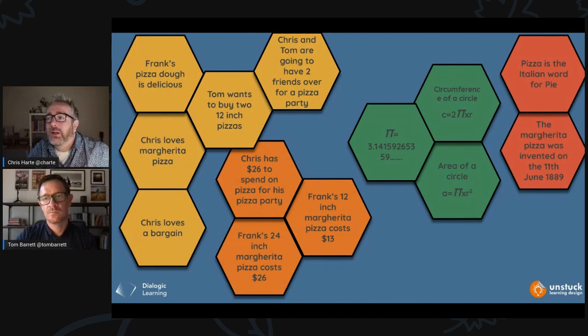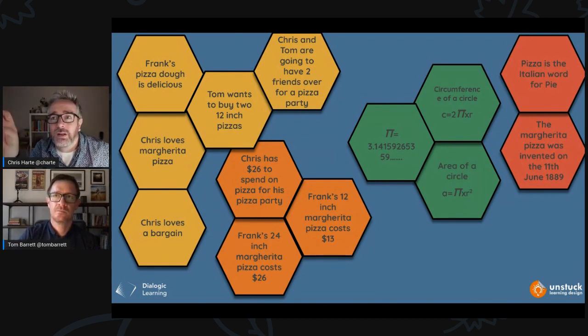You'll see on the right-hand side, we've started to discount things like pizza is the Italian word for pie. That's interesting information, but it's certainly additional to what we are looking for. And did you know that the margarita pizza was invented on the 11th of June, 1889? Amazing. And the students can just use a paint tool to fill in these different colors.